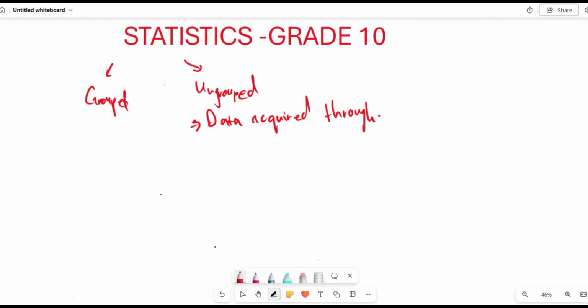Through counting, right? So let's say, for an example, your teacher wants to calculate how many you are in class. To know that particular statistic, we need to acquire that through counting. So that's what we are going to be looking at in most of this video today.